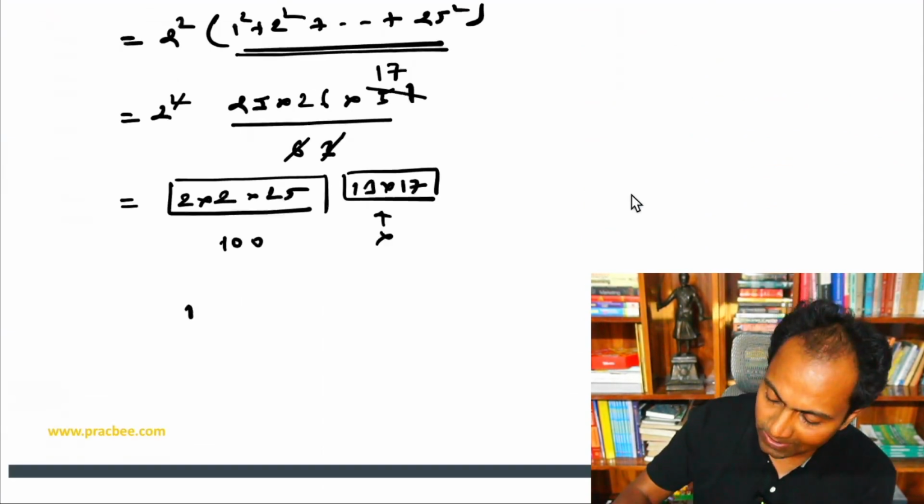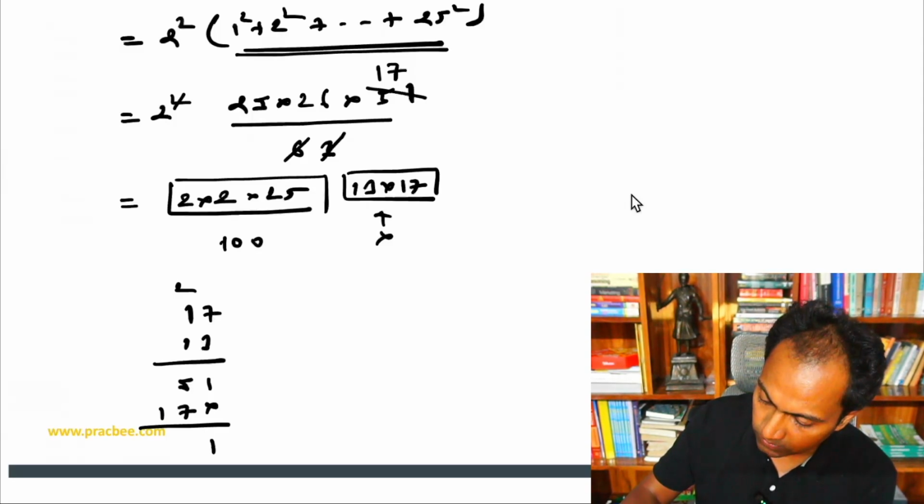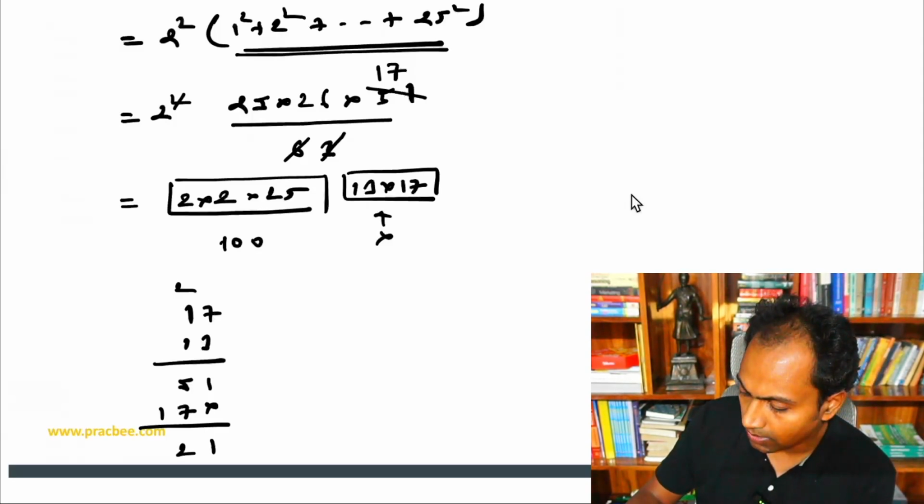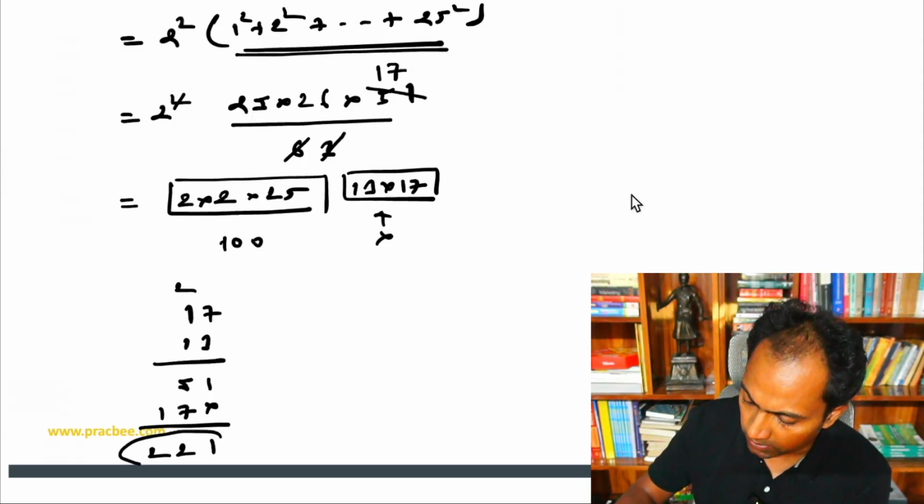So let us multiply 13 and 17 and check what the answer is. If I multiply, 3 times 7 is 21, so 1 and 2 will go here, then 3 plus 1, and then 17. If I add, this becomes 1, and 5 plus 7 will become 12, so 221. So this will become our answer.